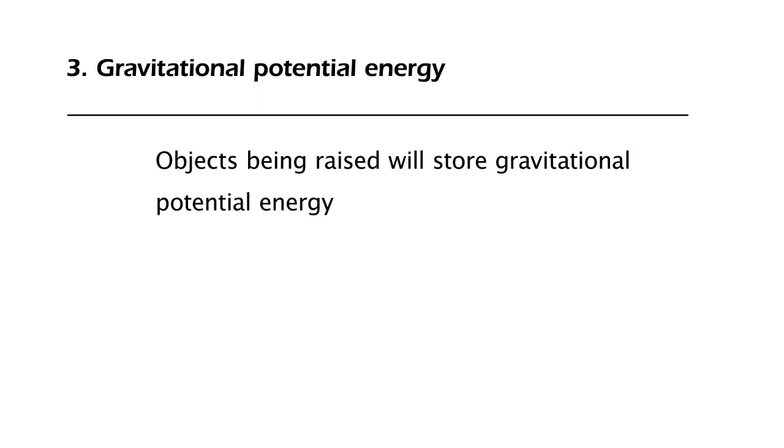Thirdly, gravitational potential energy. When a book is raised from the ground to the tabletop, the book has stored gravitational potential energy. Potential energy is not observable until it is transformed into other forms. For example, when the book is pushed from the tabletop, it will hit the ground, making a sound.